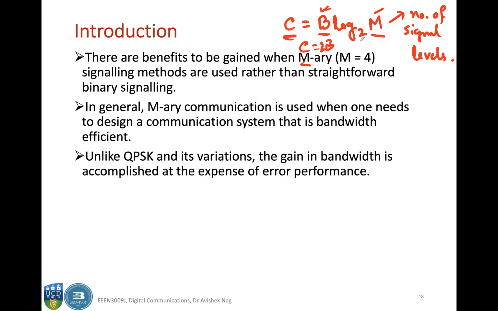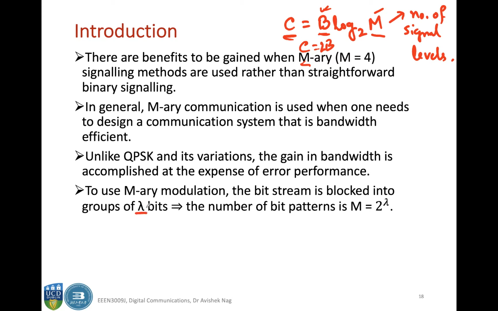So the gain in bandwidth is accomplished at the expense of the error performance. You can see that for QPSK there are 4 signals, so you are gaining in terms of the bandwidth, but the error performance is low. When you have more number of signals, we will see shortly why that is.